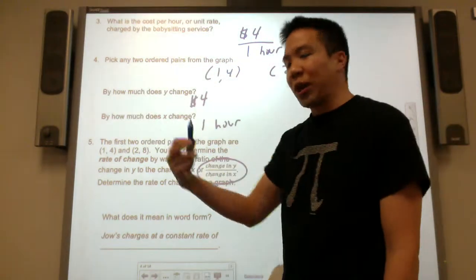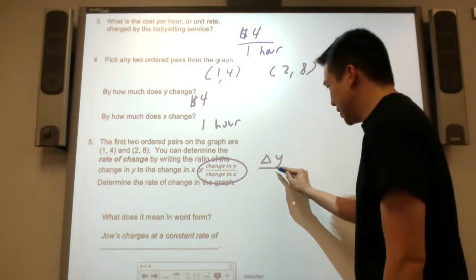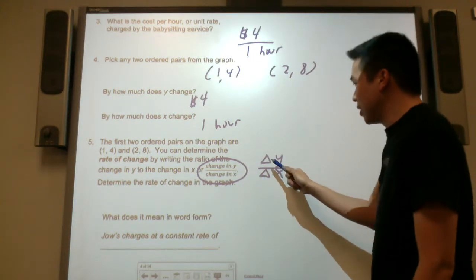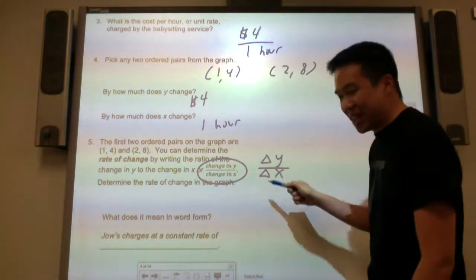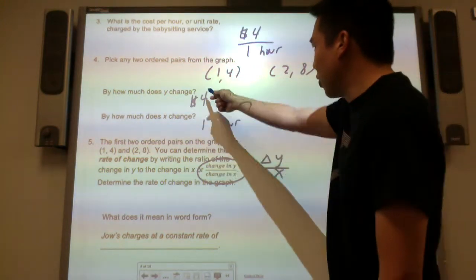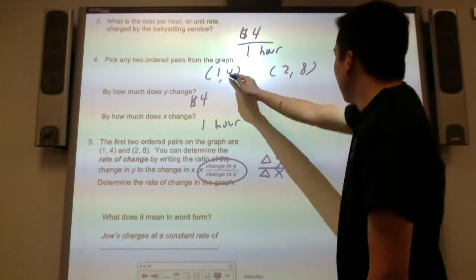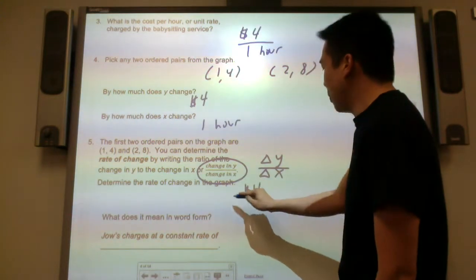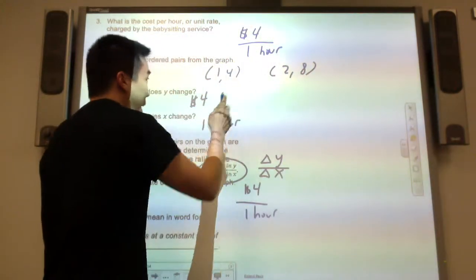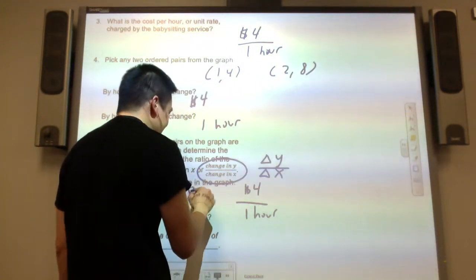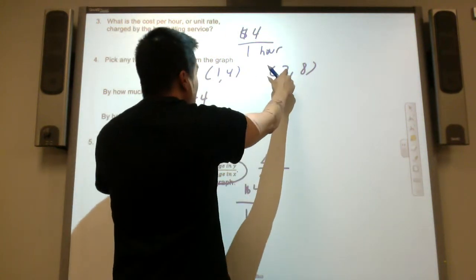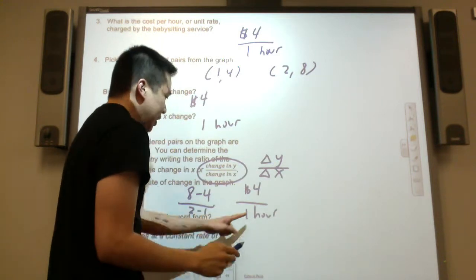Very soon in upper grade levels, you're going to learn something called delta y, delta x. Delta means how much the y is changing, and how much the x is changing. You will learn this in 8th grade algebra. So let's go back to it. How much did the y change? It changed by 4. How much did the x change? It changed by 1 hour. Or, if you need to do the math, 8 minus 4, $8 minus $4 is $4. 2 hours minus 1 hour is 1 hour.